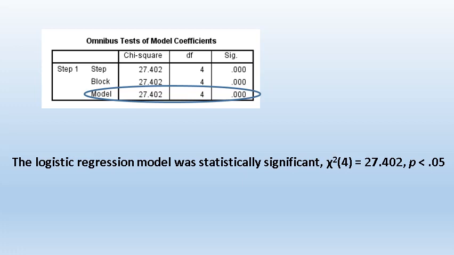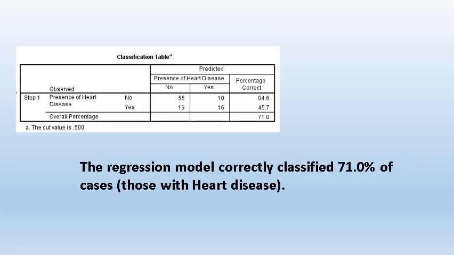Chi-square value is 27.402 for degree of freedom of 4. Okay, that gives p-value 0.000, that is less than 0.05, right? So this model is statistically significant based on the chi-square test.